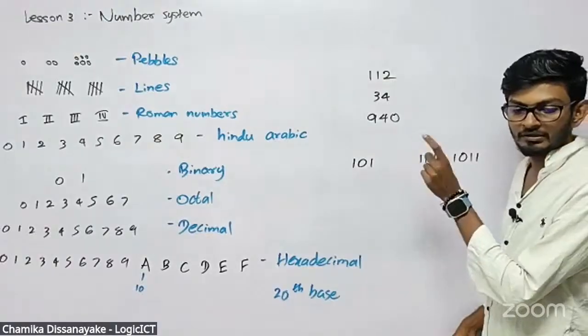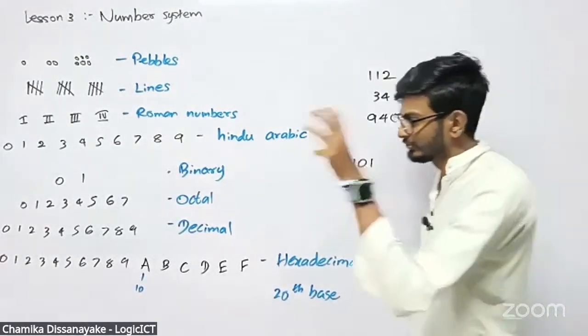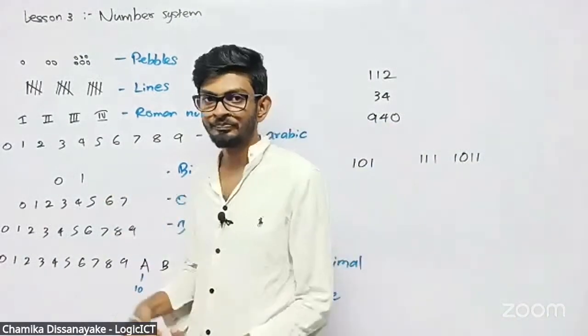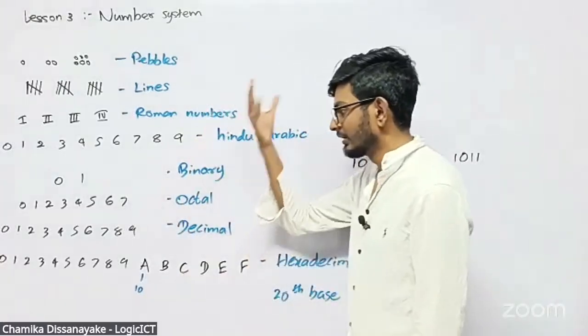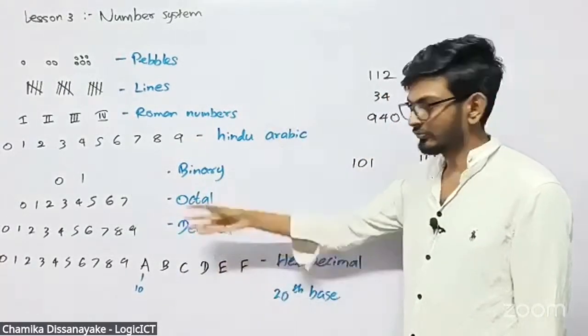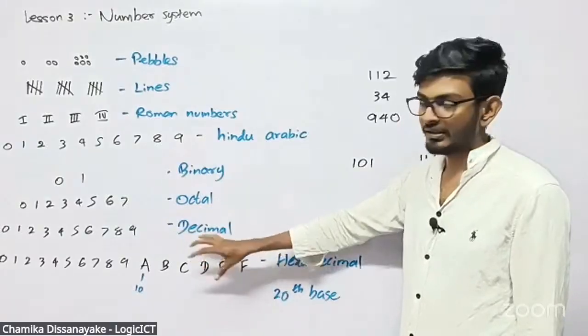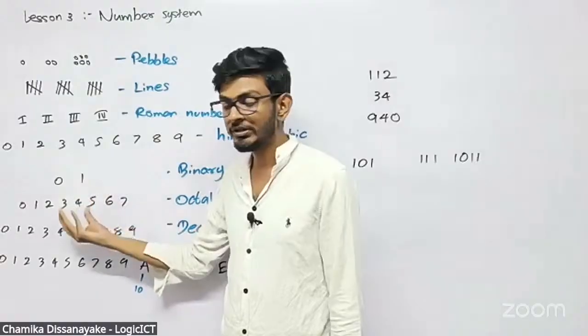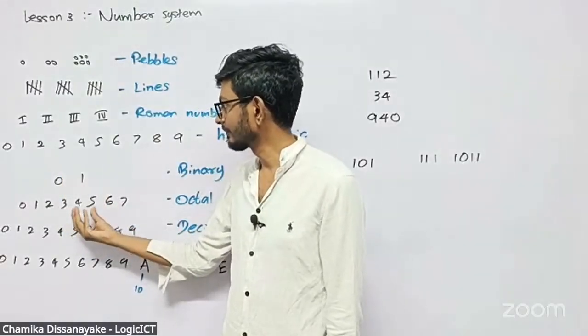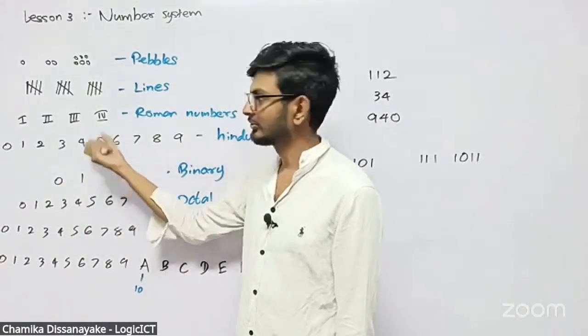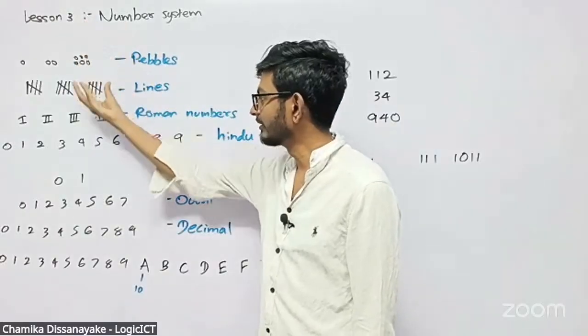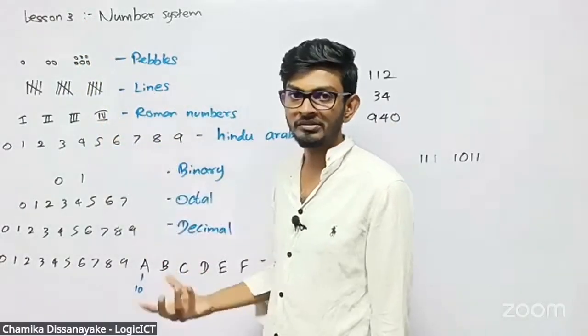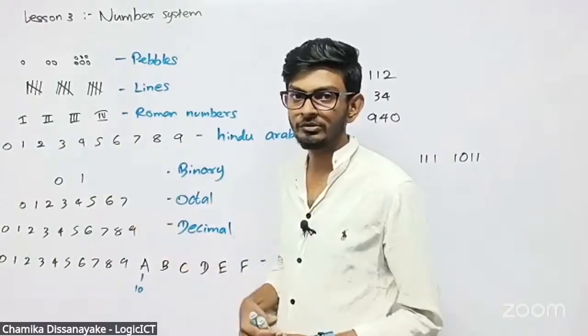Likewise, there are several values when we use these symbols. So we are going to learn what are the values of each kind of number system, and later on we are going to learn how to convert from this number system to this number system. As I told you, these are the normal number systems that we are already using.